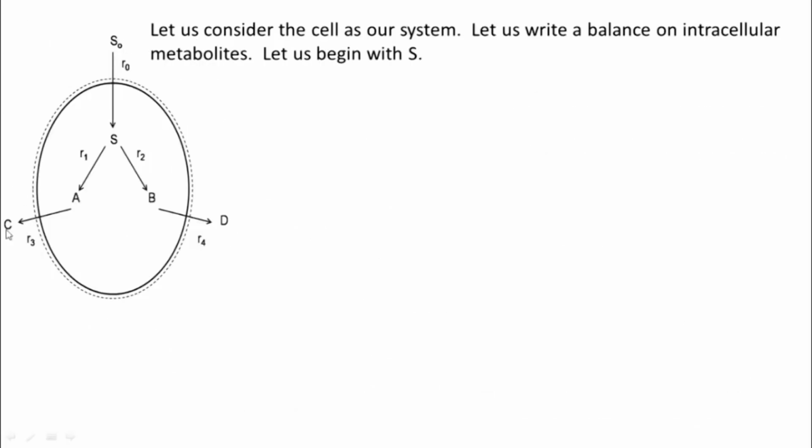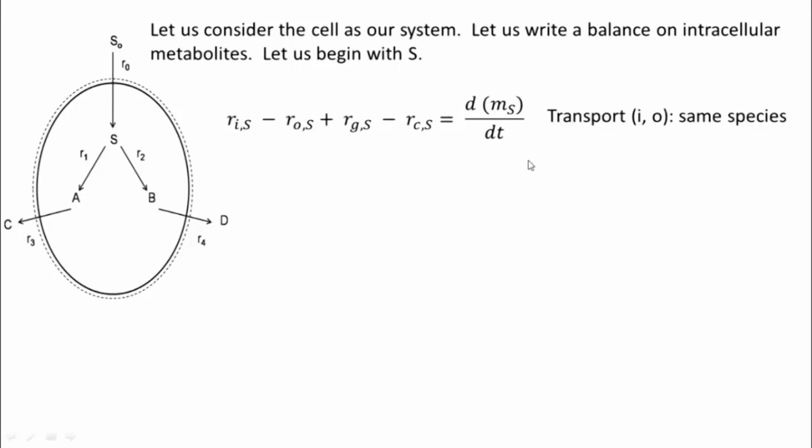Now let us consider this cell as a system. Let us write a balance on intracellular metabolites first. I'd like you to note that if we are writing balances on intracellular metabolites, we consider the cell as our system. This is our system, and we write the balances on the metabolites inside the cell. Let's begin with this S here. So rate of input of S minus rate of output of S, for this system, plus the rate of generation of S minus the rate of consumption of S equals the rate of accumulation of S.